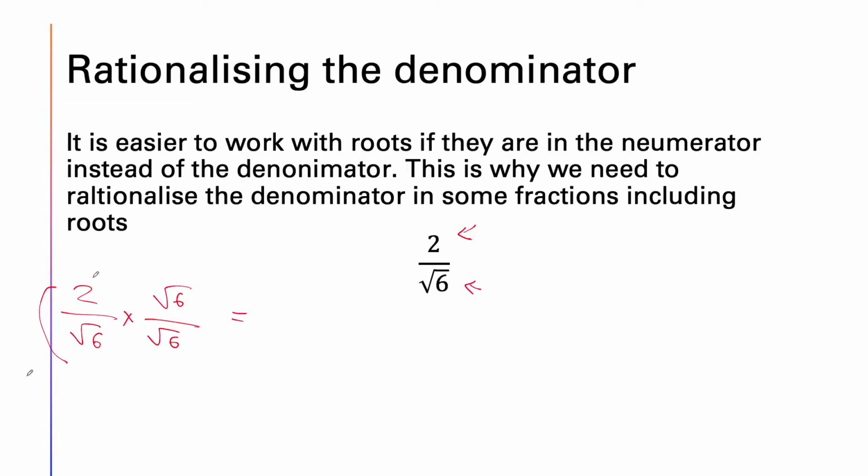So now we just multiply this and this, 2 root 6, and this and this. Root 6 times root 6 is just 6. Now 2 root 6 over 6 is just root 6 over 3, as we can cut this out and make this a 3.